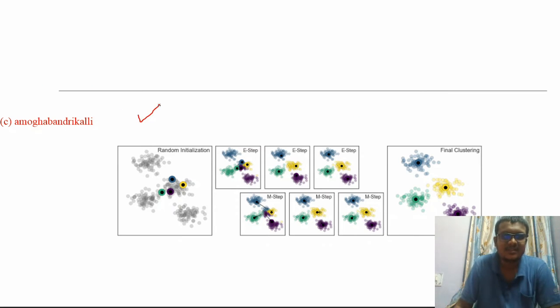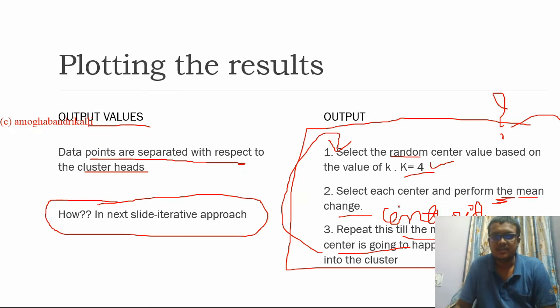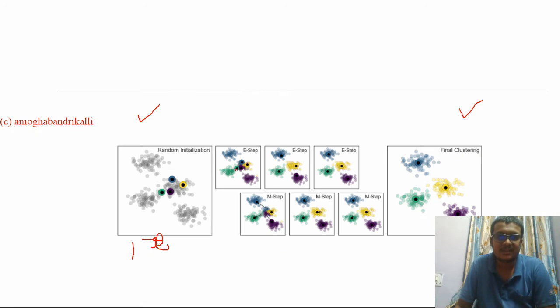So this is a respective explanation. It has been just illustrated in this respective figure. This is the first step I have just told about in this point: select the random center value based on the cluster. Here we are having 4 clusters, so we have taken 4 center values.